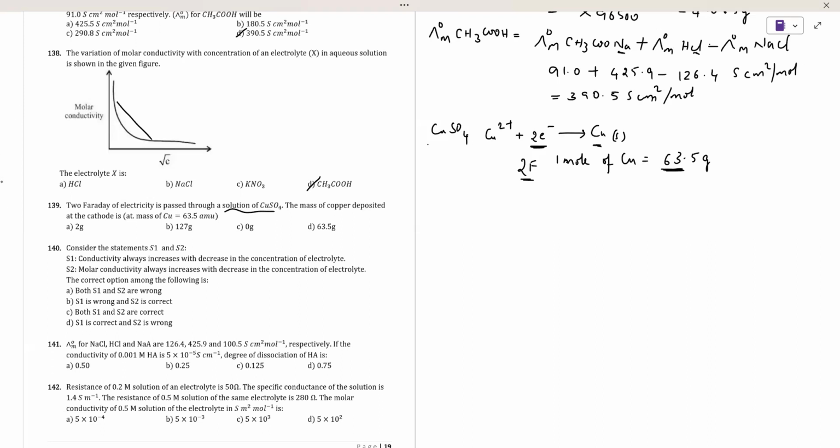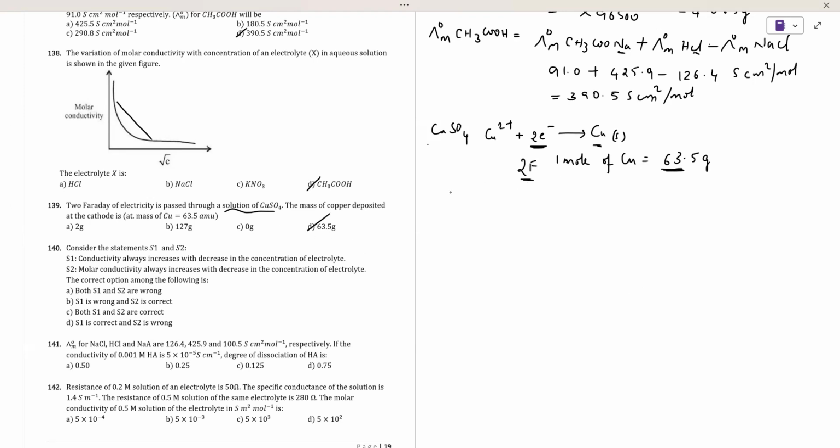Now in the question, they are saying that 2 Faraday of electricity is passed, so how much copper would be deposited at the cathode? Obviously, if 2 Faraday of electricity is passed, there should be deposition of 1 mole of copper, which is equal to 63.5 grams. So hence option D is correct.